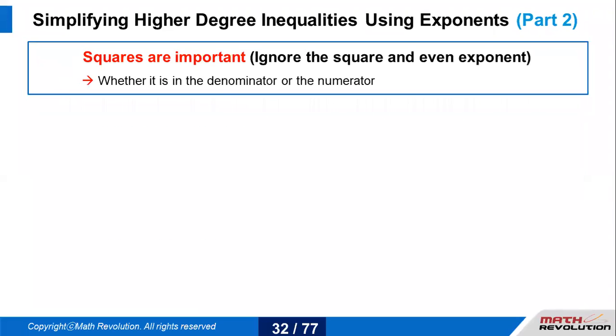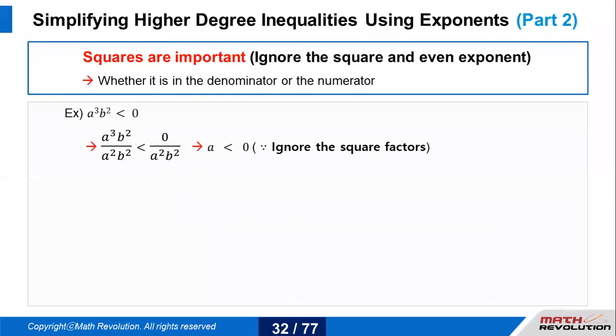Let's talk about the second one. Squares are very important. Doesn't matter if it's a numerator or denominator, you can often ignore the square and even exponents. Like in this example, a cube b square is less than 0. B square won't make much difference. You can divide both sides by b square. Your expression becomes a cube is less than 0. We apply the first rule, which is odd exponent remains. So that is a less than 0.